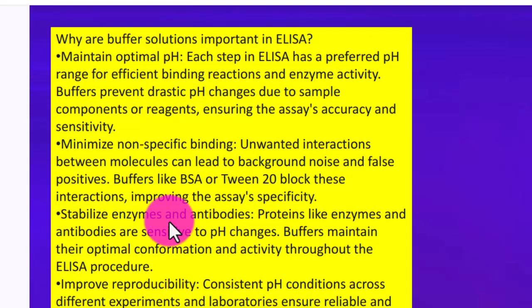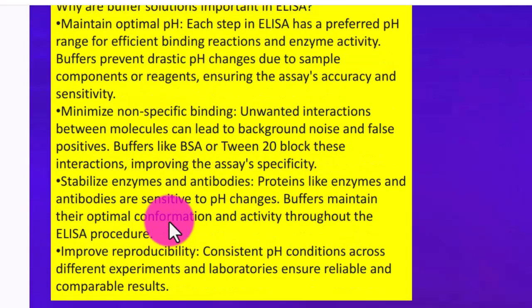Why are buffer solutions important in ELISA? Maintain optimal pH: each step in ELISA has a preferred pH range for efficient binding reactions and enzyme activity. Buffers prevent drastic pH changes due to sample components or reagents, ensuring assay accuracy and sensitivity. Minimize non-specific binding: unwanted interactions between molecules can lead to background noise and false positives. Buffers like BSA or Tween 20 block these interactions, improving the assay specificity.